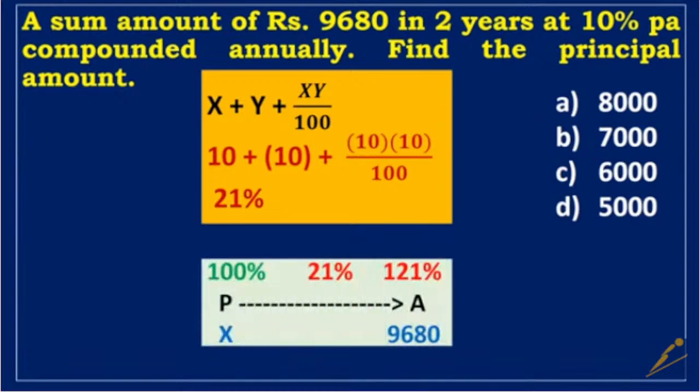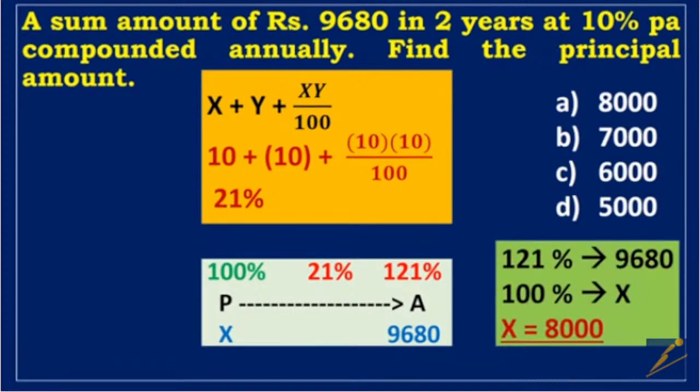Assume that the principal is 100%. The compound interest is 21%. Then the amount should be 100% plus 21% equals 121%. Based on the information given, we can set up two equations. If 121% equals 9,680, then 100% equals x. We can solve for x by cross-multiplying. Then the principal is 8,000 rupees.